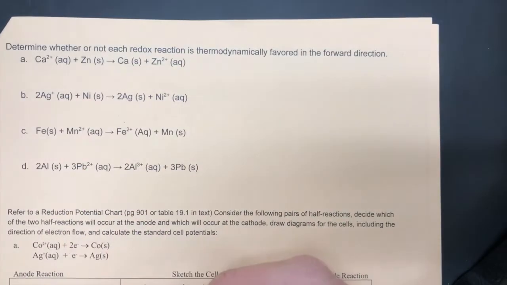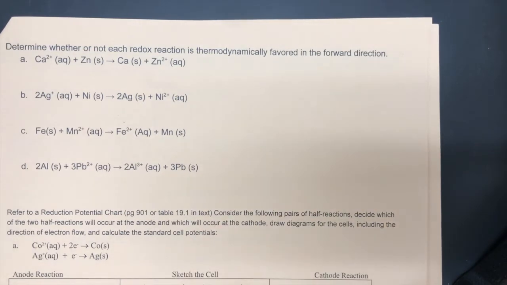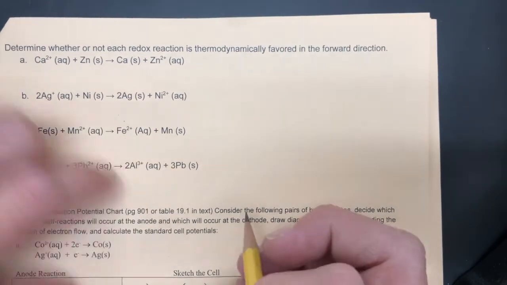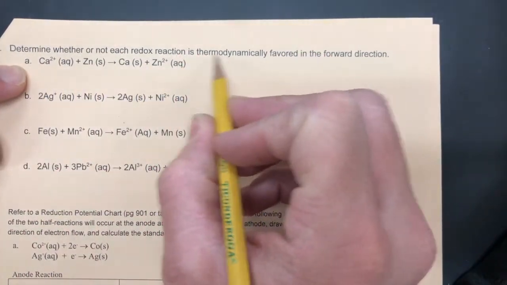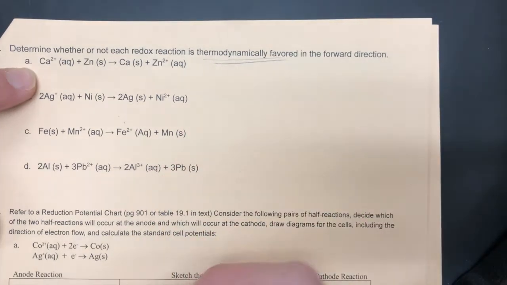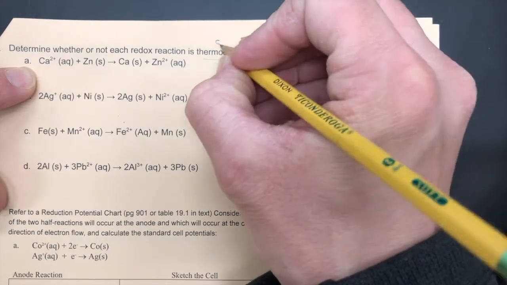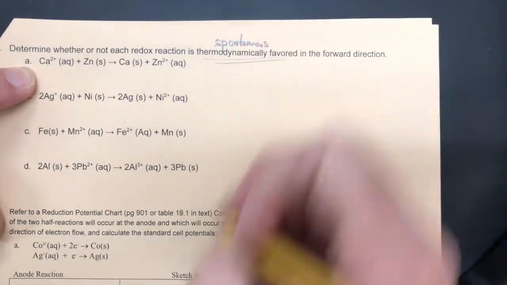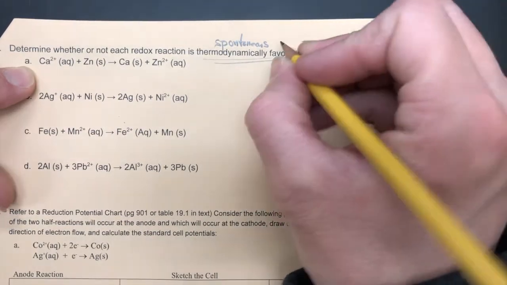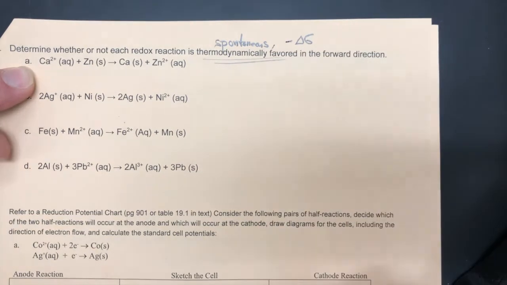In the next part of this video, I want to take a look at some examples from your reading guide. So on our reading guide, I'm on the top of page 7 here. And first, we just want to determine whether the reaction is thermodynamically favorable in the forward direction. In other words, is it spontaneous? Or in other words, does it have a negative delta G?